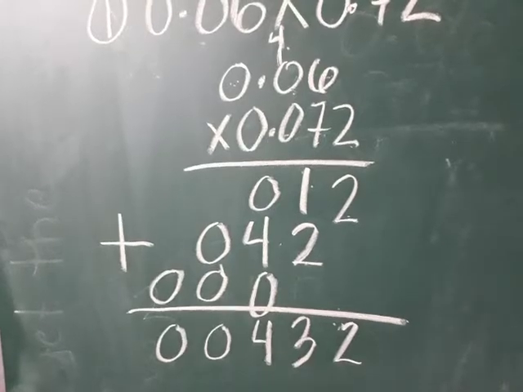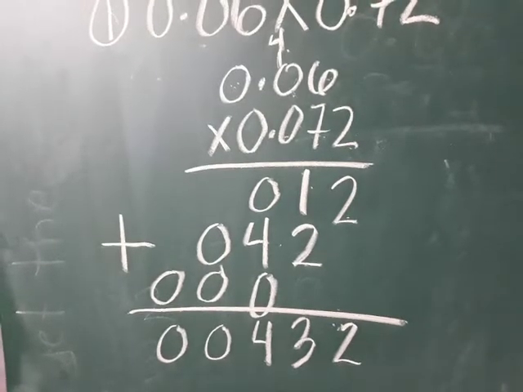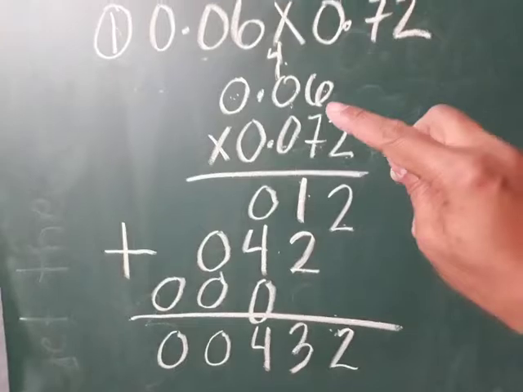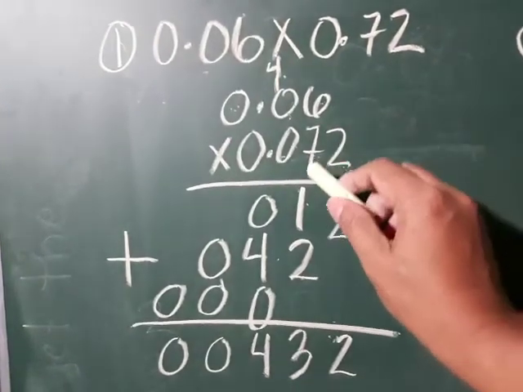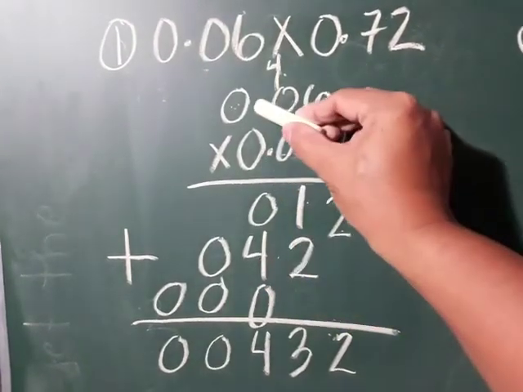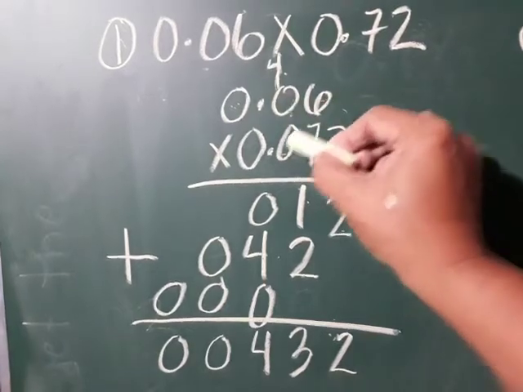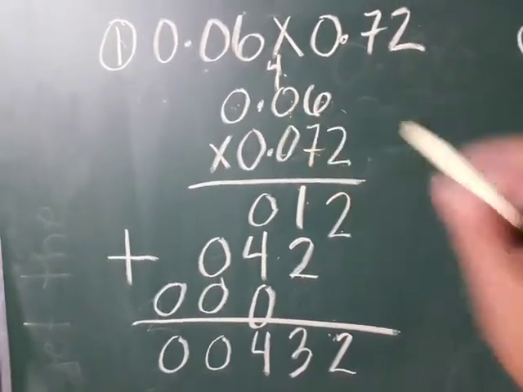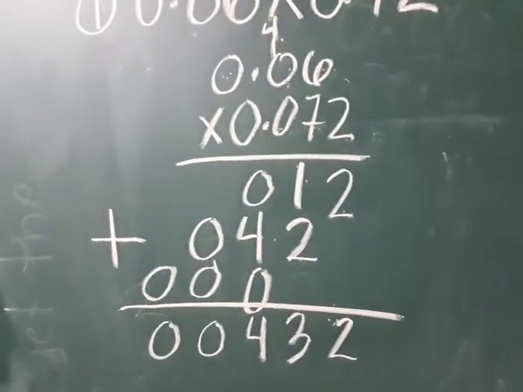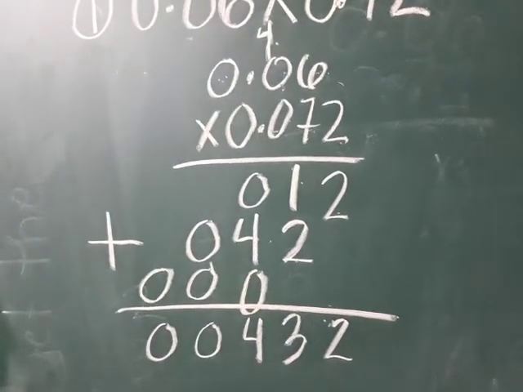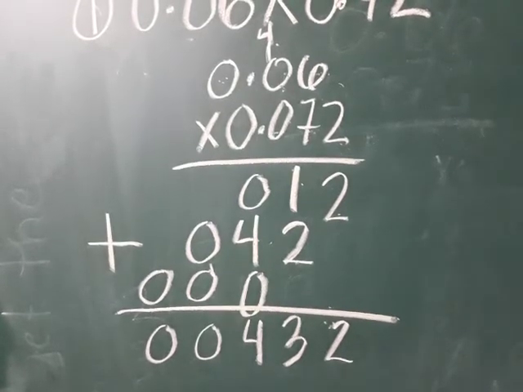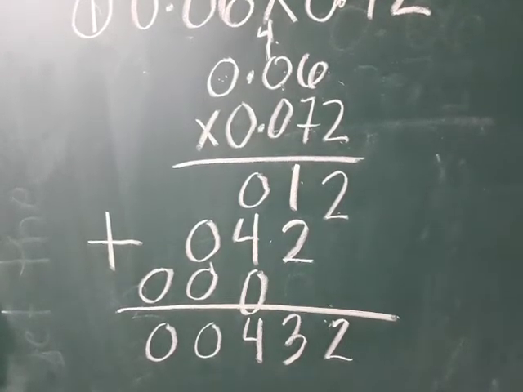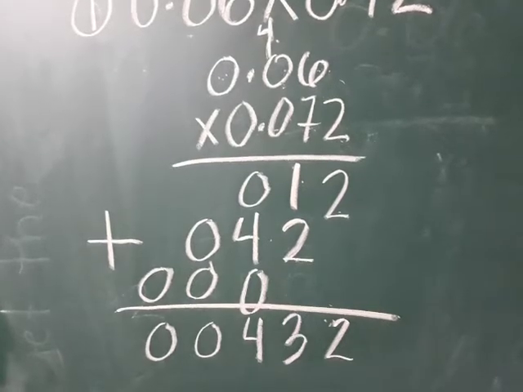Okay, now next, count the number of digits after the decimal in each factor. So, how many digits do we have after the decimal? So, this is the decimal, so those numbers here. So, 1, 2, 3, 4, 5. Since we have 5 numbers, we need to read step number 3. Put the same number of digits behind the decimal in the product.